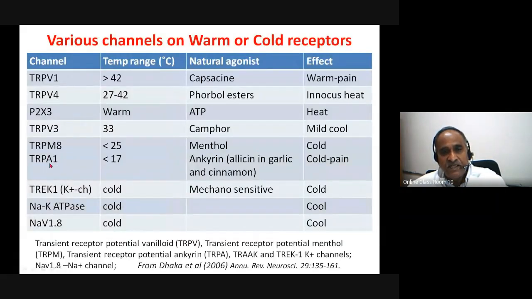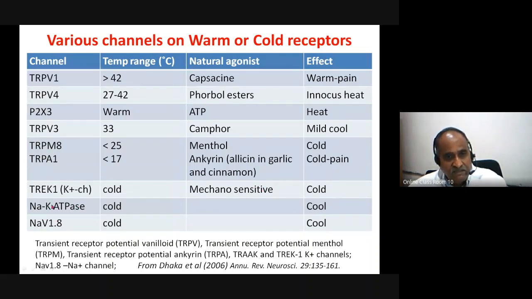And TRPA1 detects lesser than 17 degrees Celsius. Ankyrin is a natural agonist that is present in garlic or cinnamon, known as allicin. It's a cold pain. Then we have a potassium channel, TRAAK. It detects the cold and it is mechanosensitive because of the wind chill effect, and this is cold.